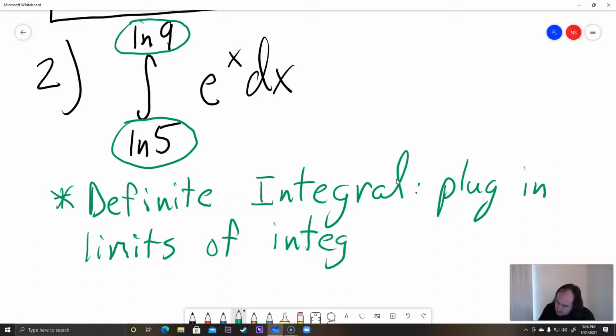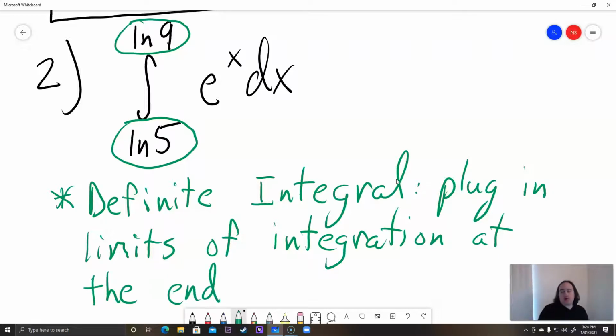Limits of integration at the end. And remember, it's the fundamental theorem of calculus part 2, which is you plug in the top number into the function, and then you subtract the entire function evaluated at the bottom number. But this one is so easy that, remember, the integral of e to the x dx is actually just e to the x.